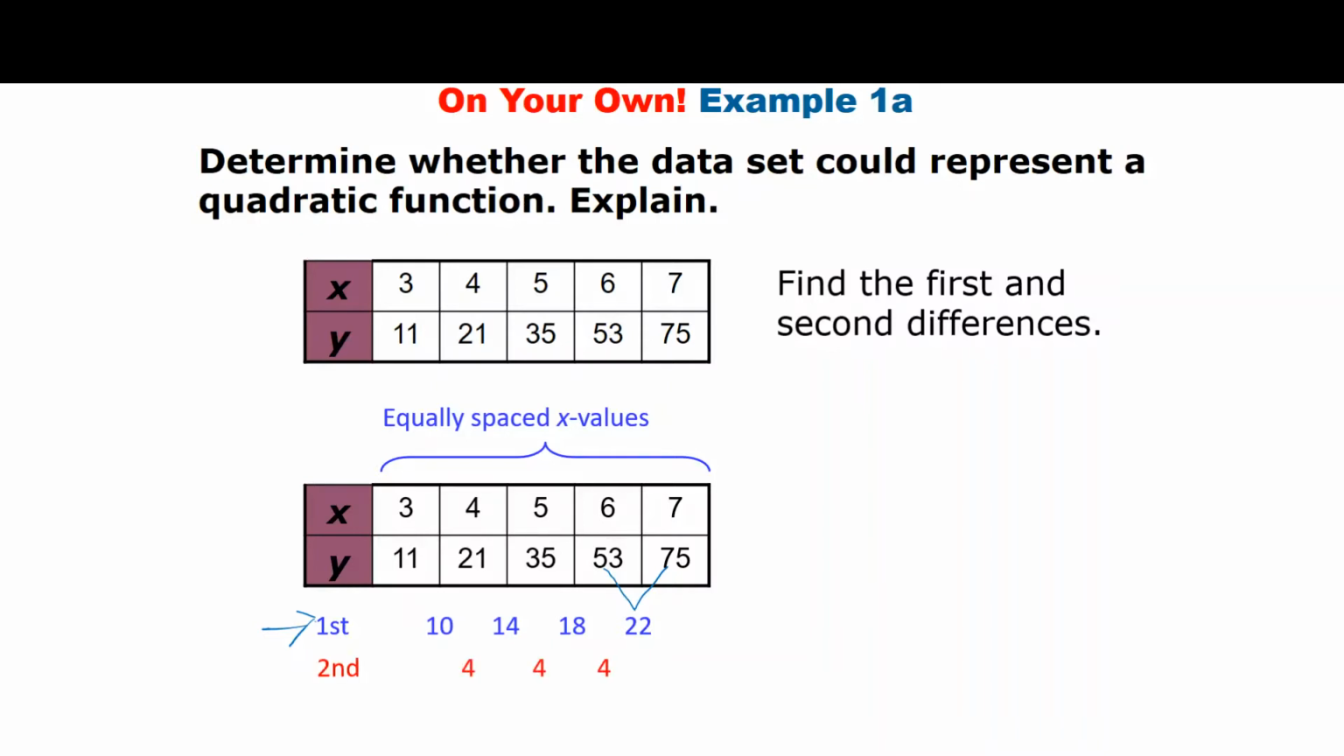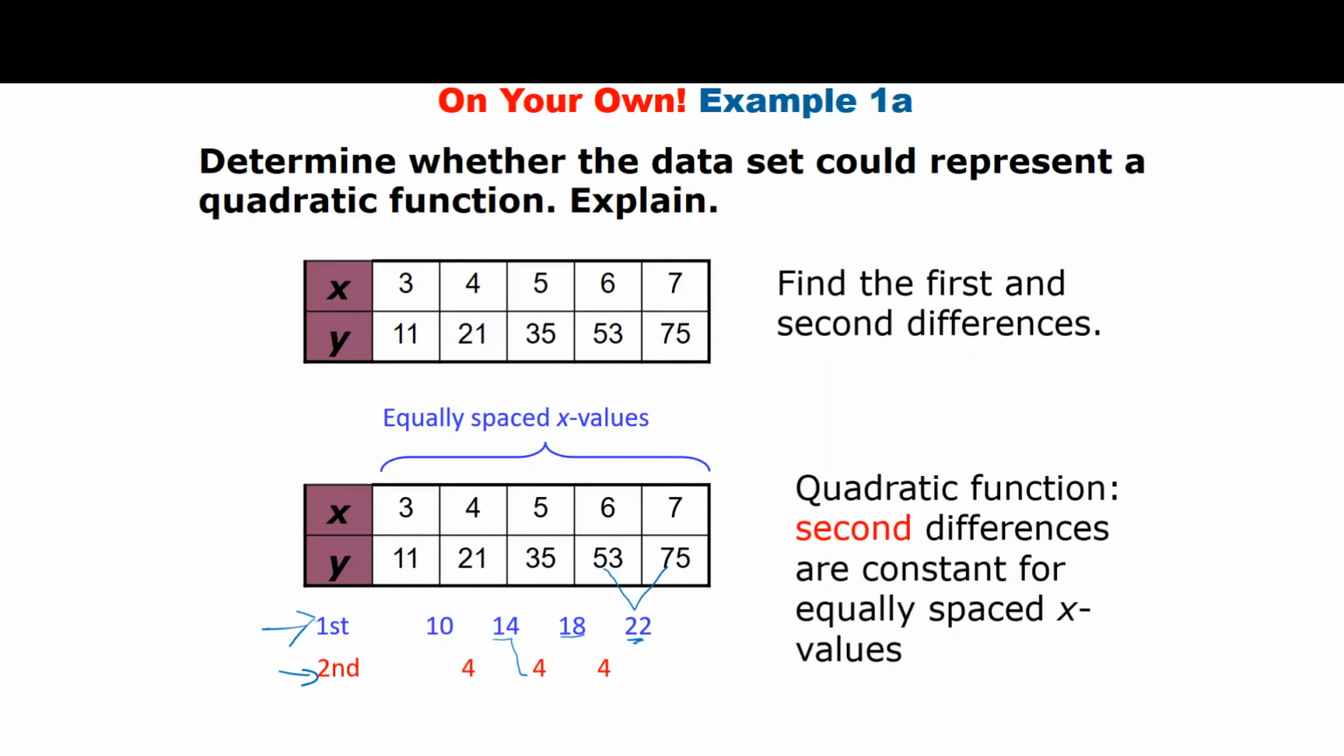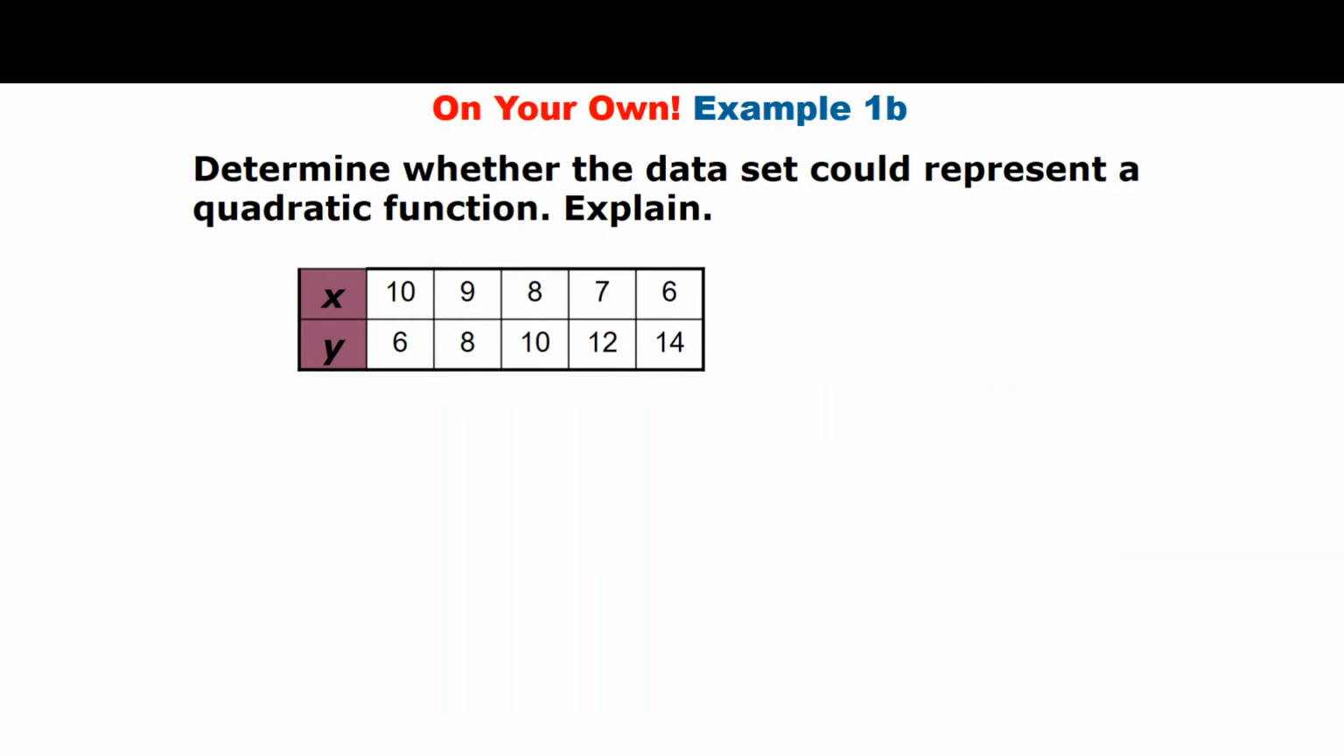So 10 plus 4 is 14. 14 plus 4 is 18. And 18 plus 4 is 22. So we can see that our second differences are constant. So therefore, we have a quadratic function, because we have equally spaced x values and the second differences are constant. Here's one more for you to try on your own.